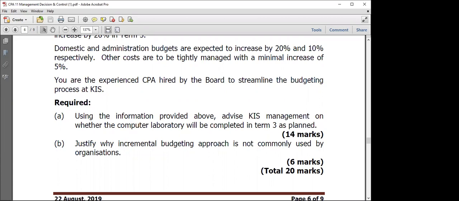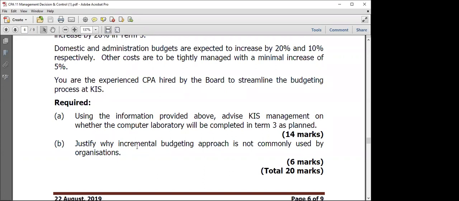Now, like you can see, here they are trying to say, using the information provided above, advise KIC management on whether the computer laboratory will be completed in term 3 as planned. Like the way I already gave you insights on this. Somebody is asking you why the incremental budgeting approach is commonly used by organizations. I already told you about incremental budgeting, and I said this is very common, especially in the public sector, where you use the previous financial performance, or the budget of this year, to build on to make your new budget.